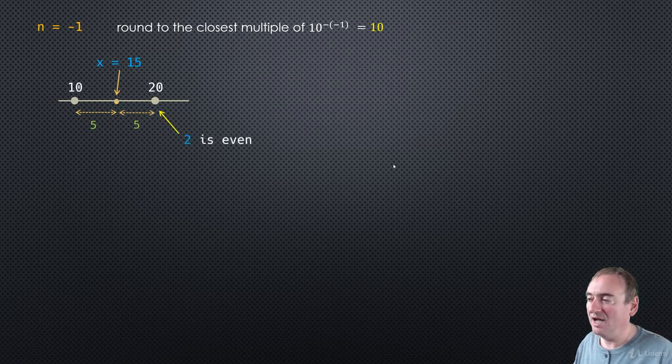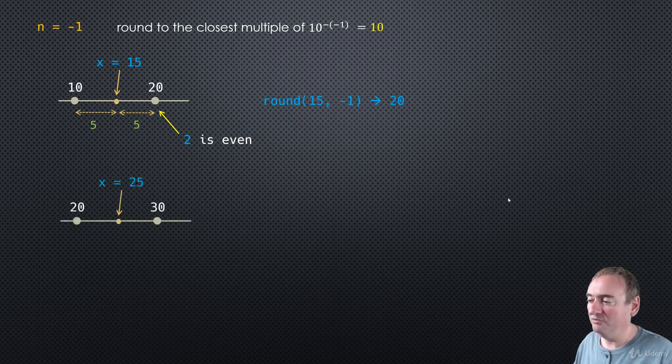So how do we define the tie? We look at the least significant digit. The least significant digit here is 1. Here it's 2. The zeros don't count. Remember that. Leading, trailing zeros don't count. So 2 is even. So 20 is going to be our choice. And so when we round 15 with n of -1, we get 20 back.